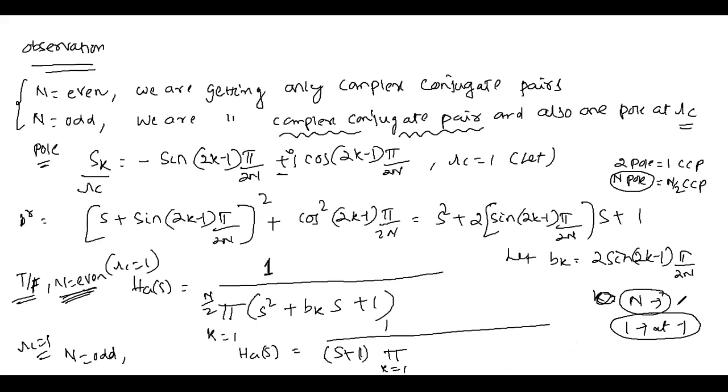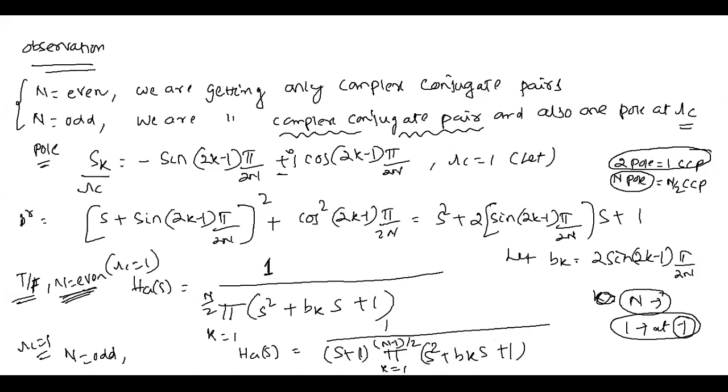Out of n number of poles, one pole is at minus 1, then how many poles are left? n minus 1 poles. Now 2 poles equal 1 complex conjugate pole pair. Then n minus 1 poles means how many complex conjugate pairs? n minus 1 by 2, which is s square plus bk s plus 1.